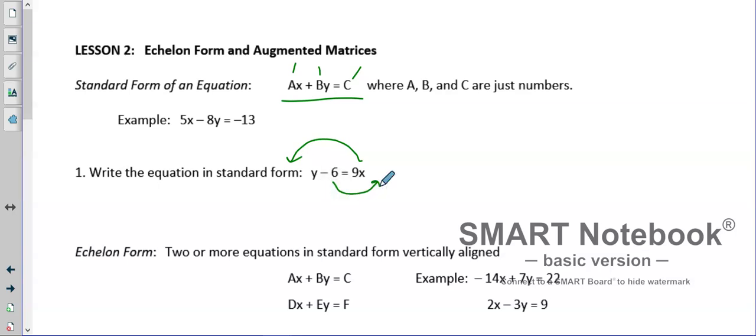Now I'm going to move the 9 over by subtraction. So that's going to give me negative 9x. The y stays positive. And the negative 6, I'm going to have to add 6. There you go.